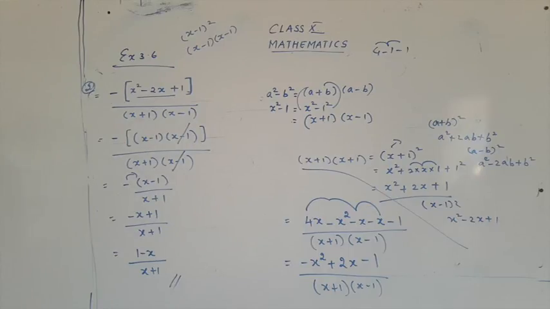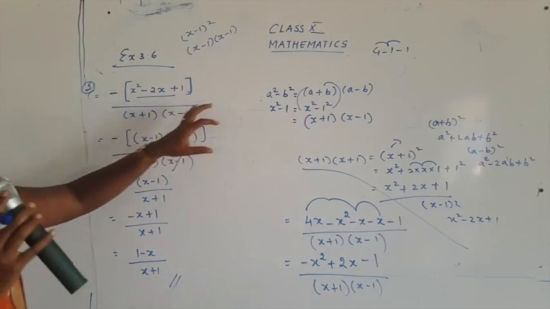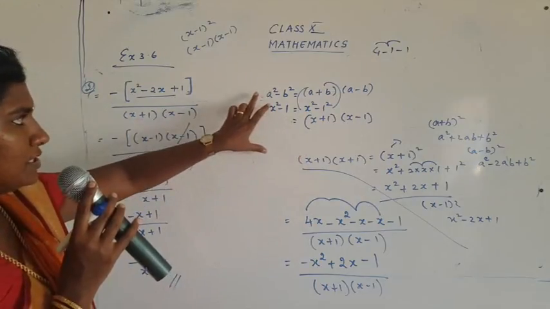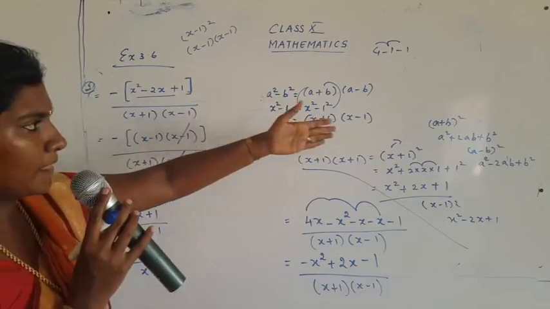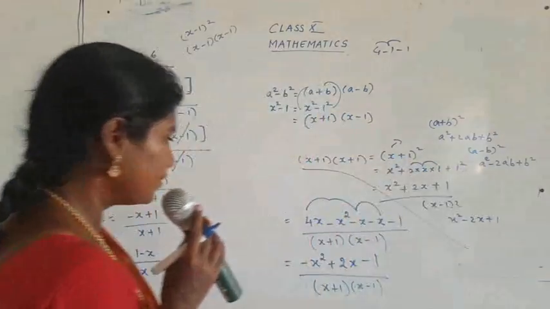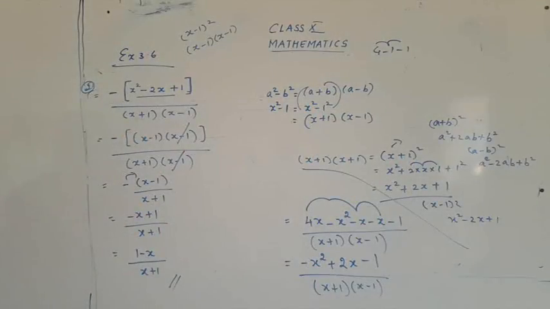Just a small recap. I'll explain the sums to you. You are going to use all the identities over here. Here we are mostly using all three identities. We are using a square minus b square, then a plus b the whole square, and a minus b the whole square. So all three identities are used.